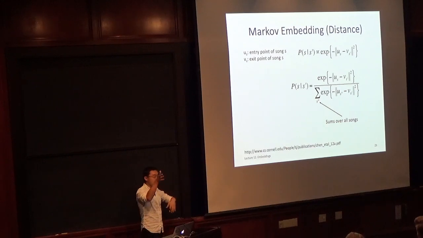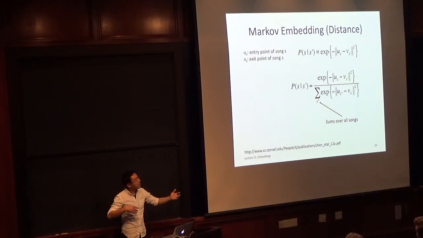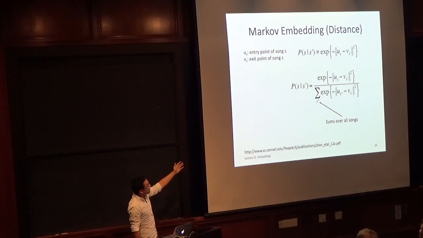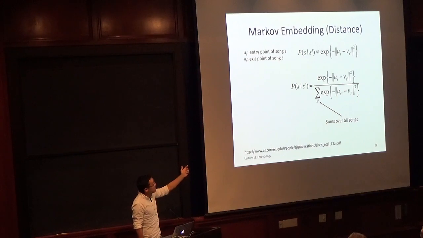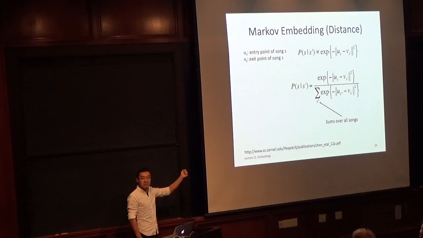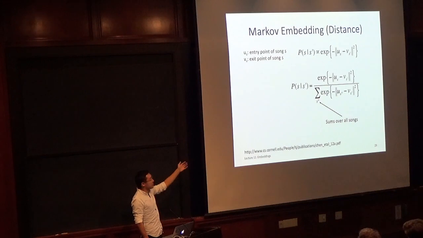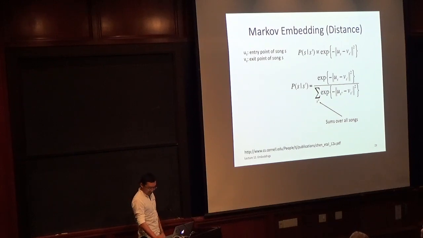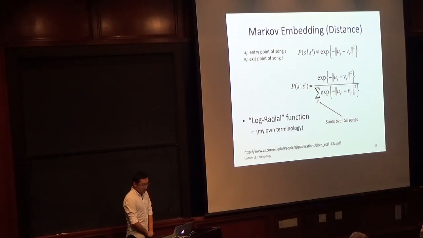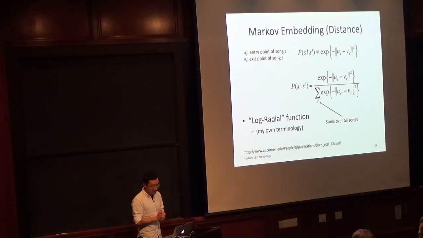In logistic regression, there are two classes. There's positive and negative, or 1 or 0. And here, the number of possibilities is equal to the size of the ground set. And the scoring function is not a linear function. It's this distance function in this embedding space. But otherwise, at a high level, it's a logistic regression model with some scoring function inside. But the scoring function is not linear. So I call it log radial. It's my own terminology. I'll explain what that means in a second.